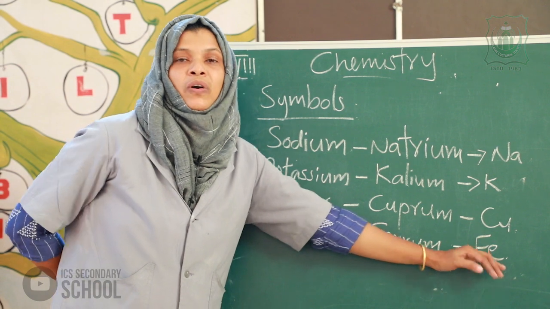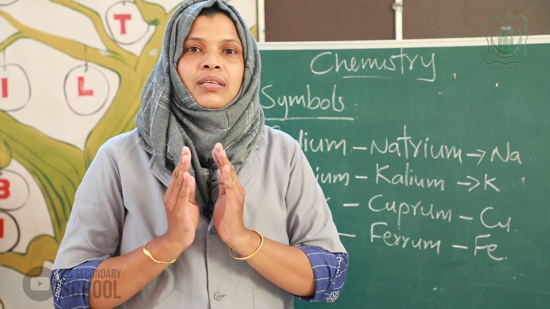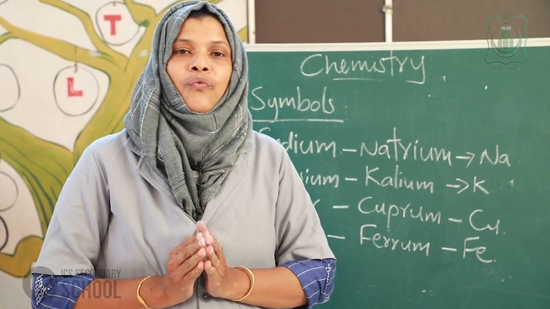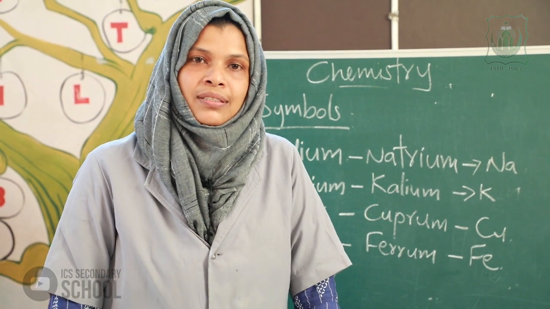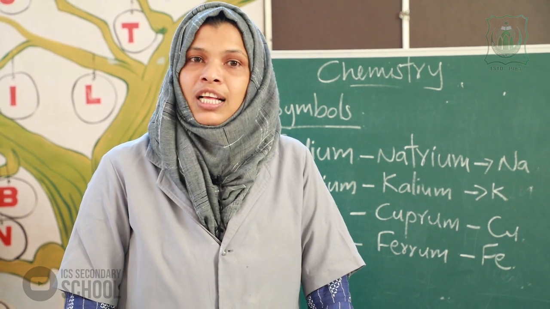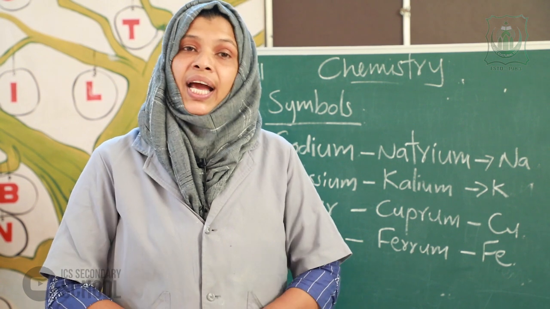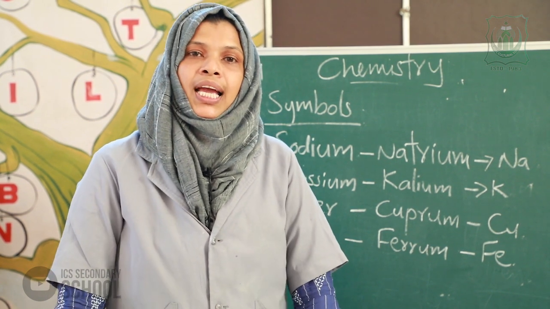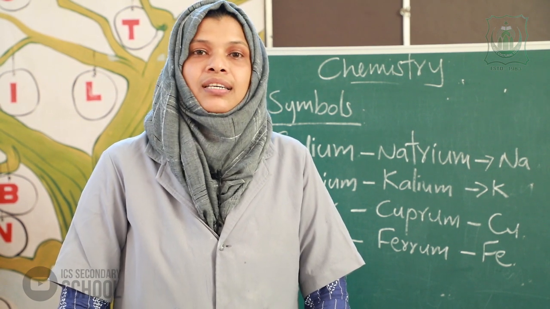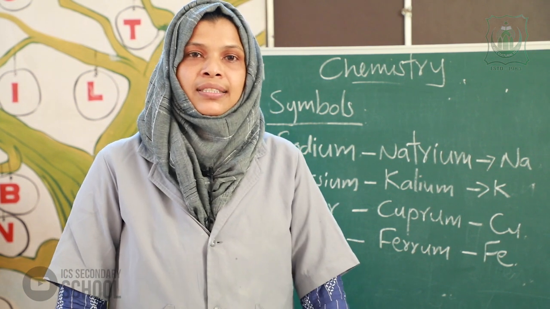Once more, what is meant by symbols? Symbols are used to represent elements. What is the symbol of carbon? The symbol of carbon is C. We consider the first letter of carbon, C. What is the symbol of nitrogen? Its symbol is N. We consider the first letter. The next one, what is the symbol of hydrogen?